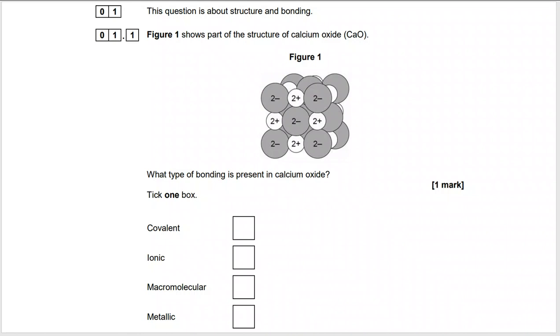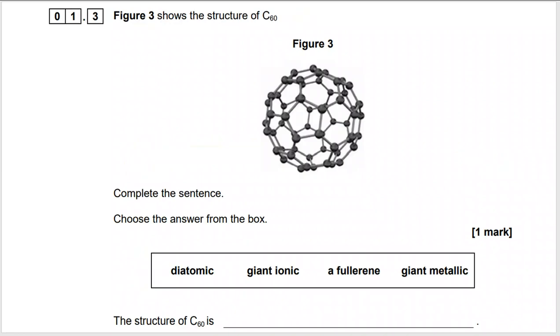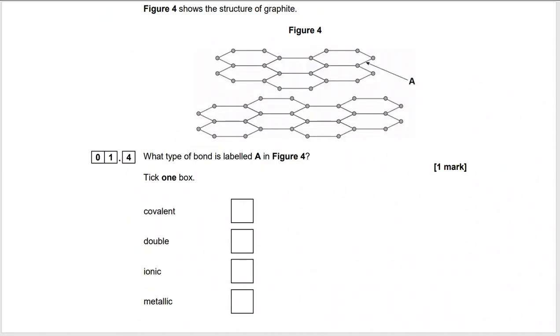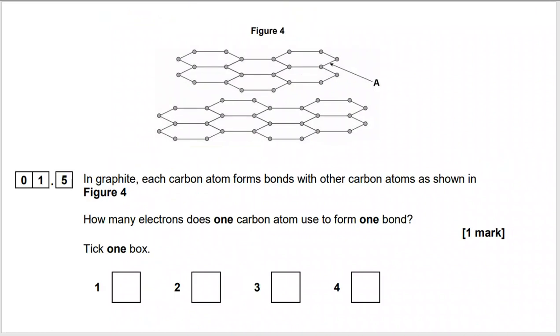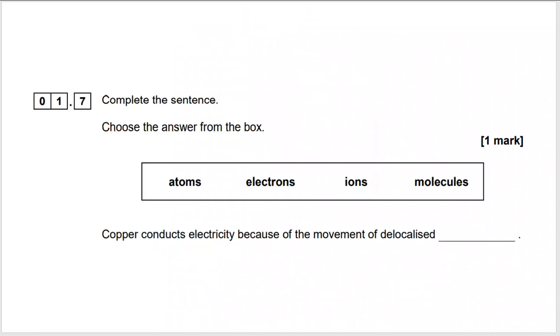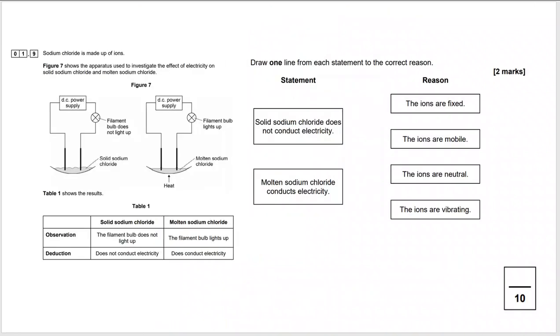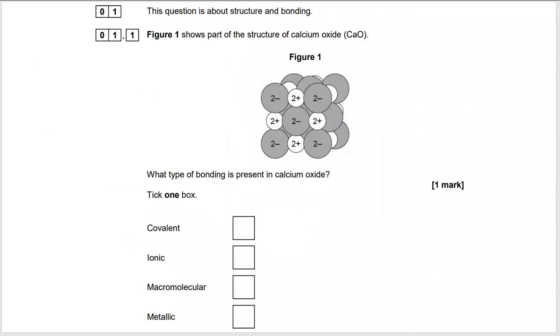So here's 1.1, 1.2, 1.3, 1.4, 1.5, 1.6, 1.7, 1.8, and finally 1.9, a total of 10 marks available. So let's work our way through and look at the answers.